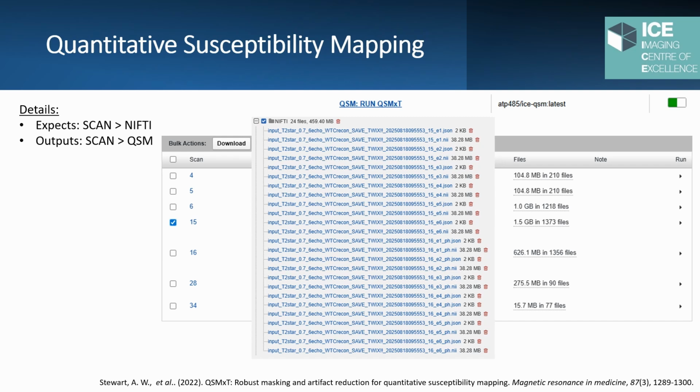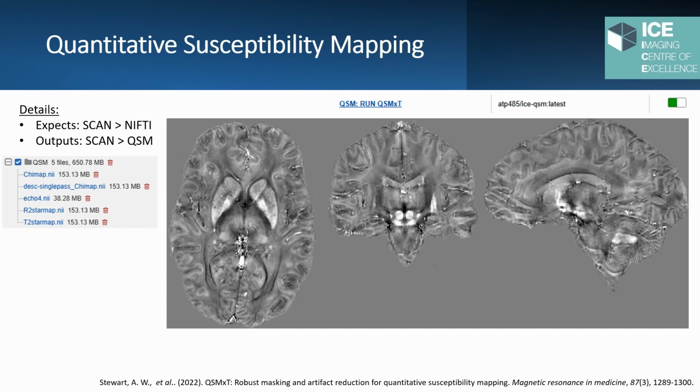So here we've taken the phase images and placed them in with the magnitude images. And we can then run this function on the scan that will target this Nifti folder, and it will place its outputs into a QSM folder. So the outputs we're interested in is the chi map, that's the QSM image, but we also get the R2 star map and the T2 star map as part of this output set of images. This is an example of what the chi map will look like.